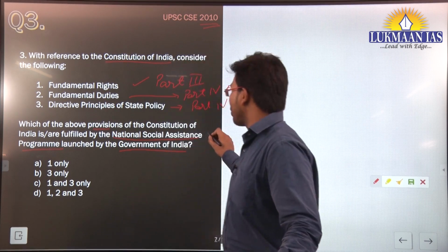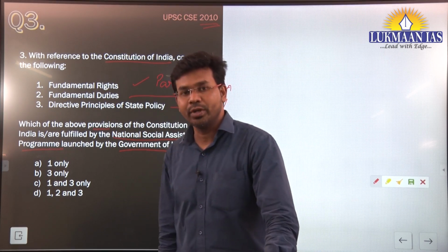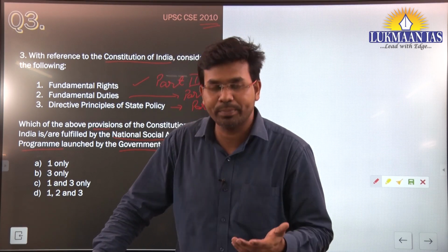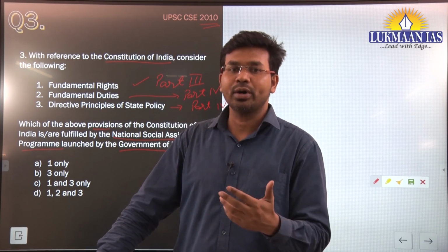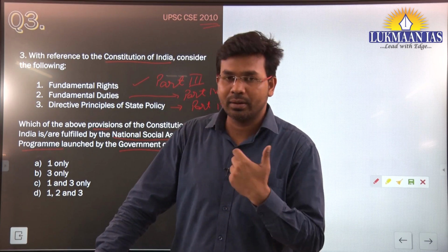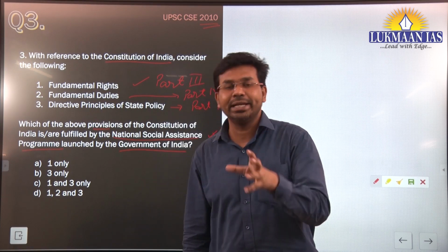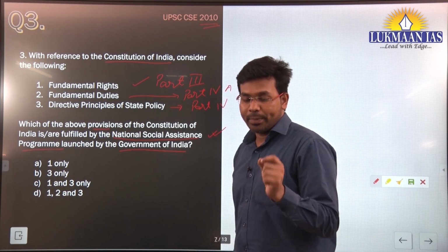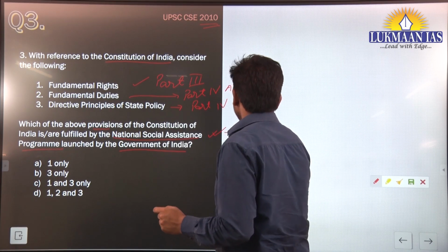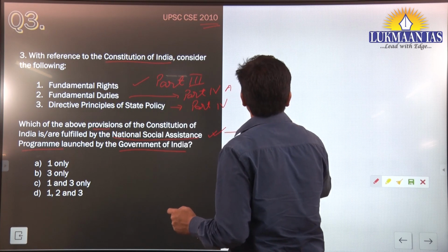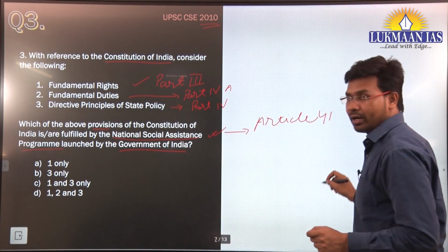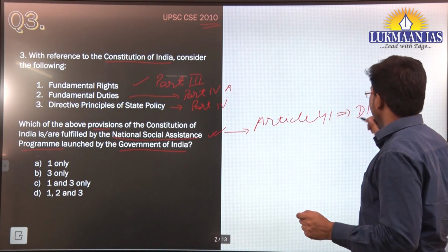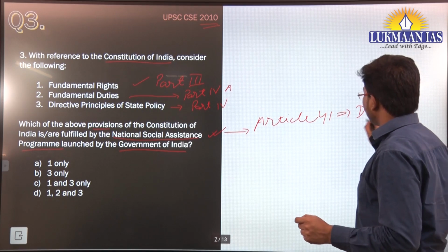Okay. So here they are talking about the National Social Assistance Program. Under this particular program, the Government of India tries to give social assistance to people by giving them jobs so that they can meet their daily needs. Under this, the Government of India is trying to implement Article 41 of the Constitution, and Article 41 is mentioned under the Directive Principles of State Policy, DPSP.